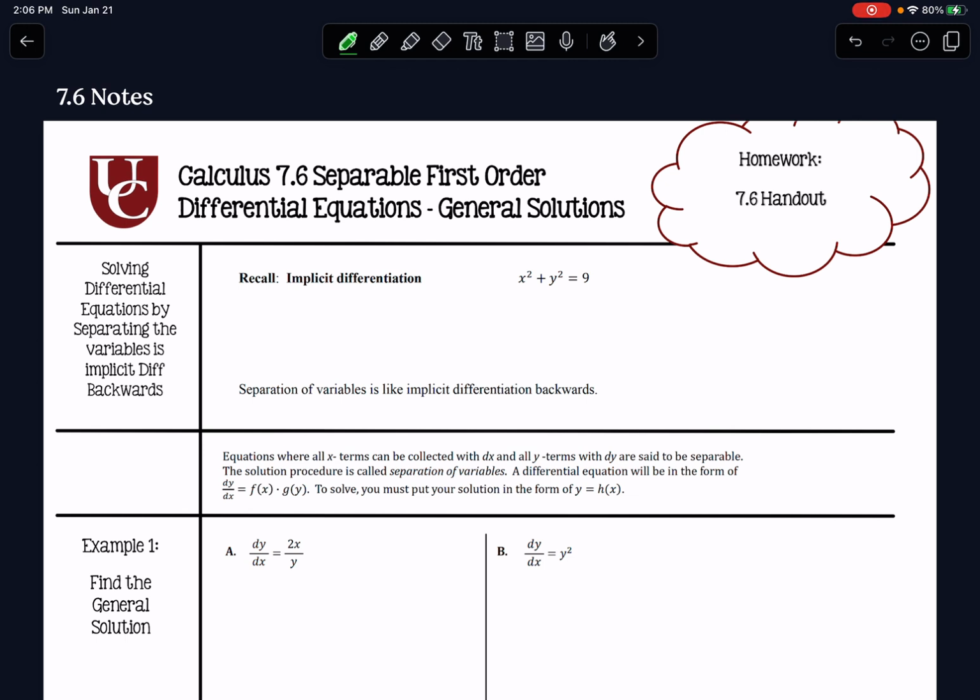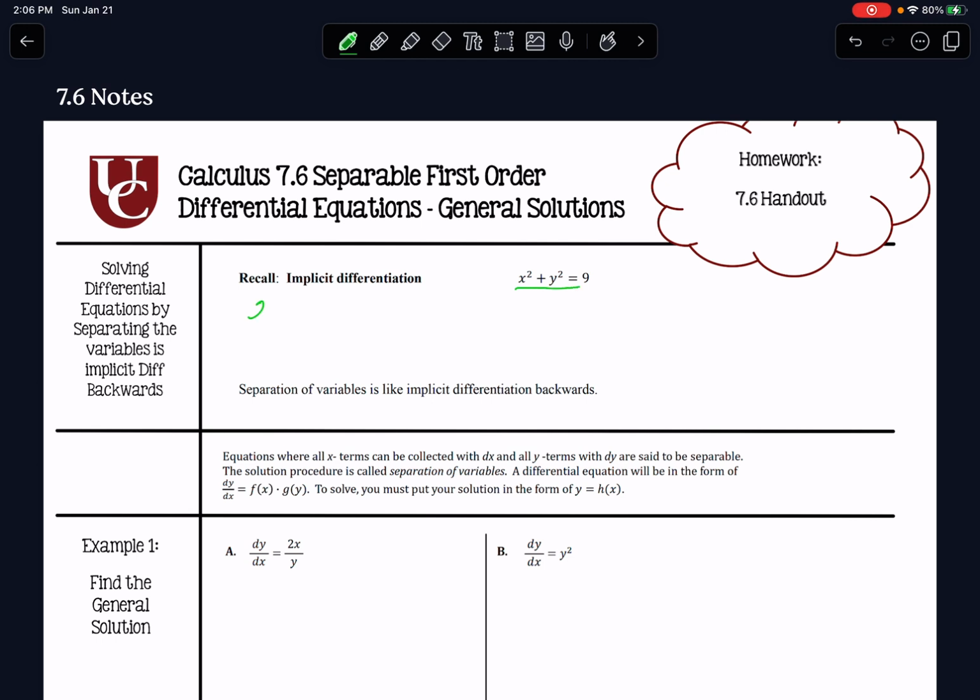All right, so it's implicit differentiation backwards. To solve these, you have to do implicit differentiation backwards, but let's remind ourselves what implicit differentiation was. So we're going to remember this and take that.